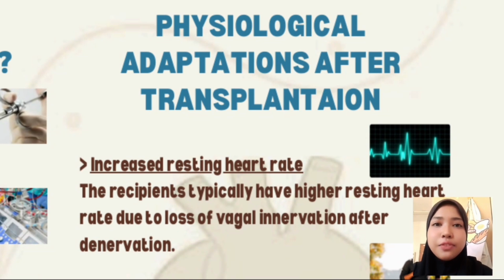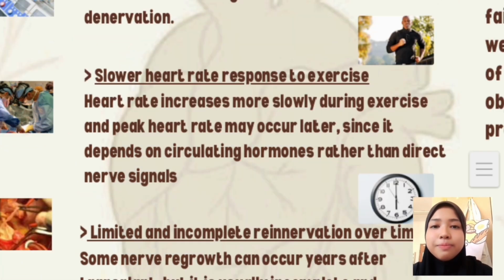Physiological adaptations after transplantation. First, increased resting heart rate. The recipients typically have a higher resting heart rate due to loss of vagal innervation after denervation. Secondly, slower heart rate response to exercise. Heart rate increases more slowly during exercise and peak heart rate may occur later, since it depends on circulating hormones rather than direct nerve signals.